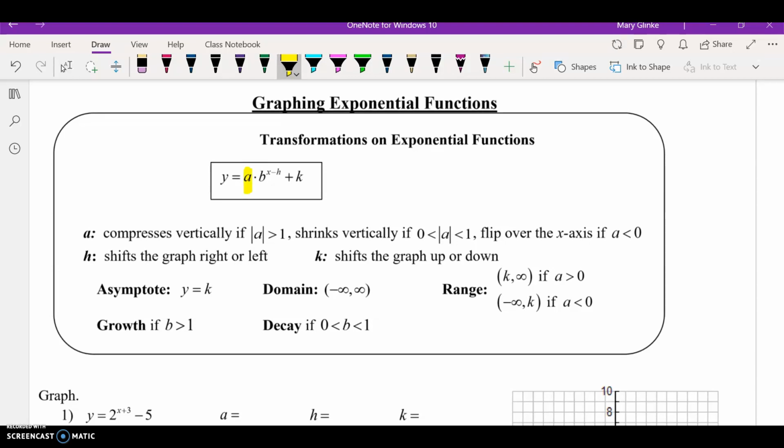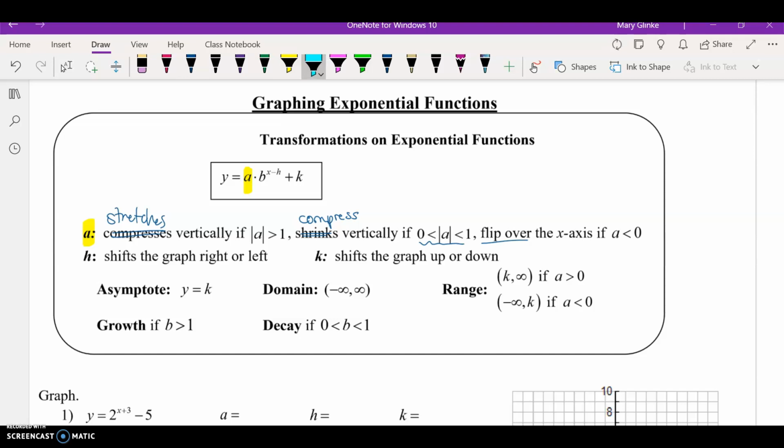Your A value does everything that A has done in the past. So it's going to compress vertically. This is not supposed to be compressed right there. It is supposed to be stretched vertically. And it should compress, it is shrink, that's fine. But we're going to go ahead and call it compress vertically if your A value is in between 0 and 1, and it's going to reflect over the x-axis.